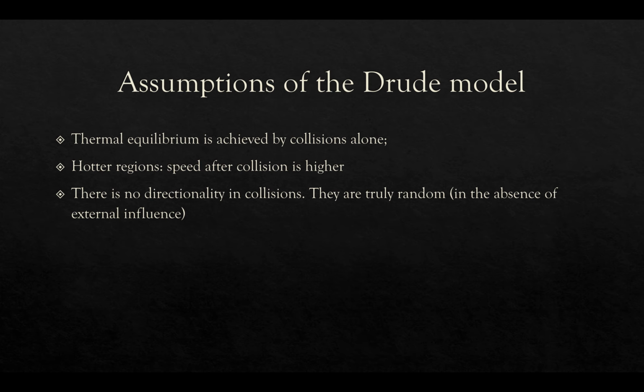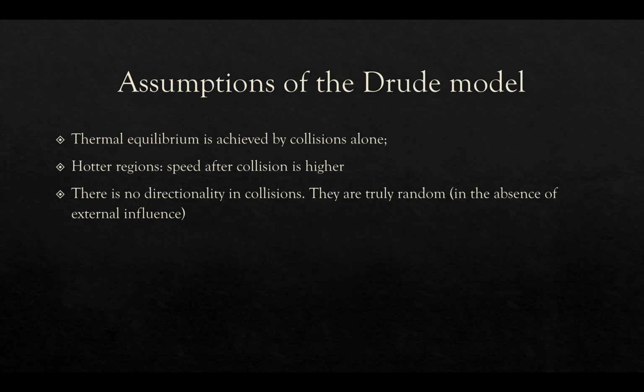Then we will also assume that in a hotter part of the metal, the speed of the electrons that emerge from a collision will be large. That is, if the speed of the electrons is high in a region, that means that region has a higher temperature. If the speed is lower, that means it has a relatively lower temperature, because that's the only way you can exchange heat with the surroundings.